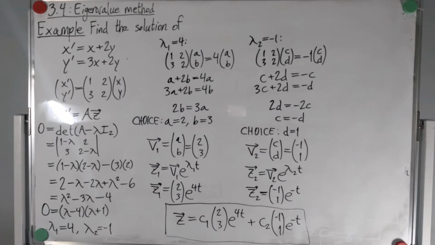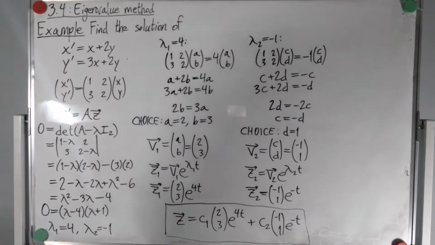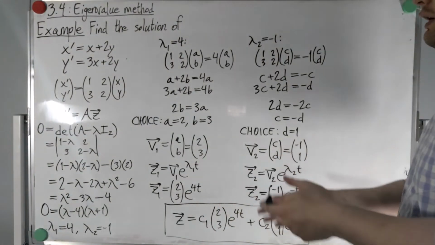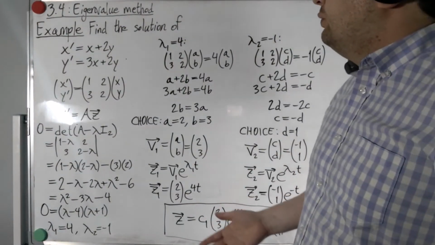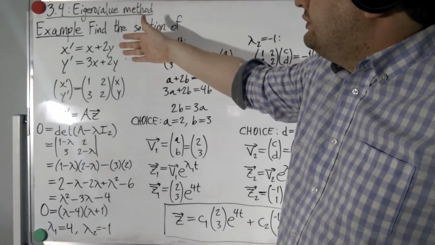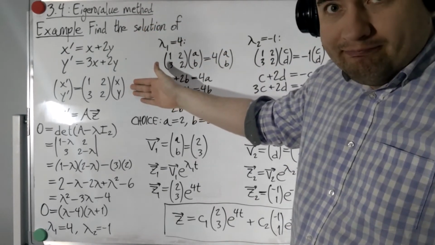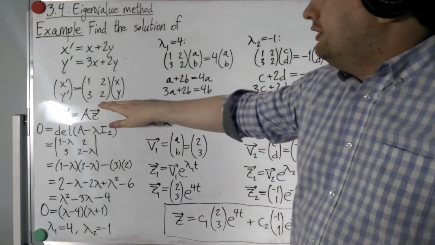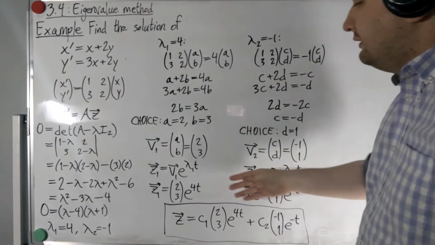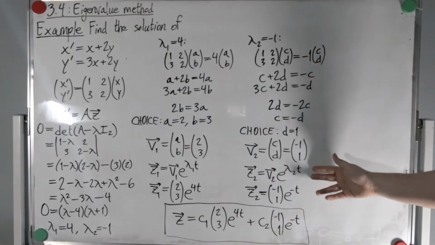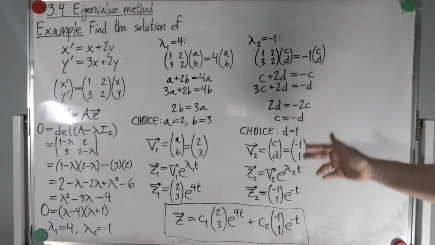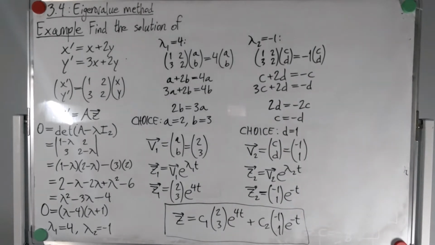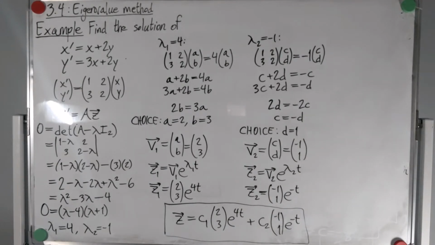Okay? So this is always how these examples work. You convert your system into a matrix ODE. You find the eigenvalues and eigenvectors of that matrix, construct the basis solutions based on the eigenvalues and eigenvectors, and then just take all the linear combinations. And that's that. So of course we're going to do some more examples.